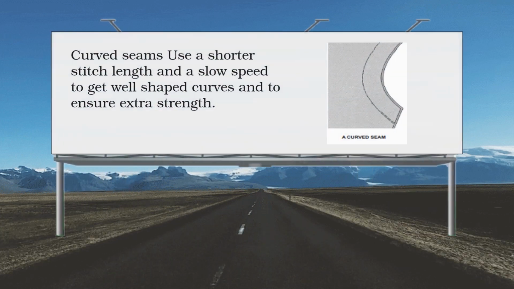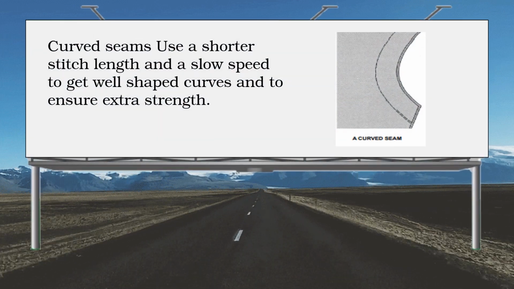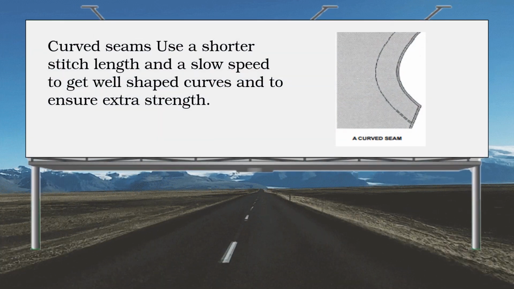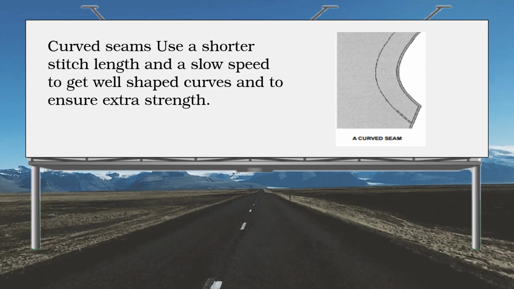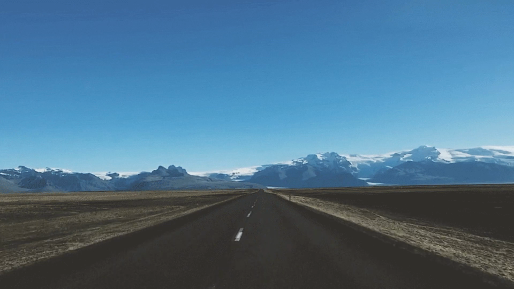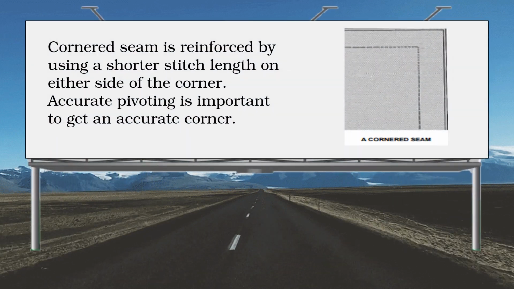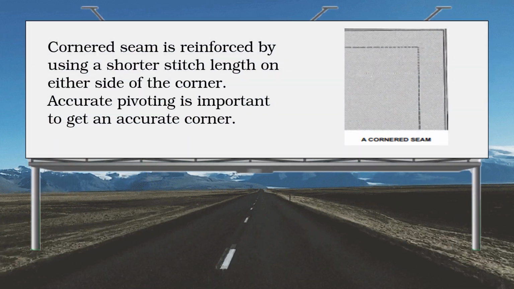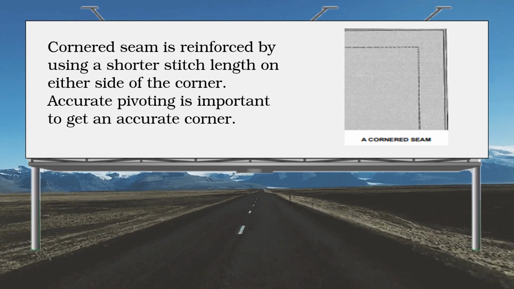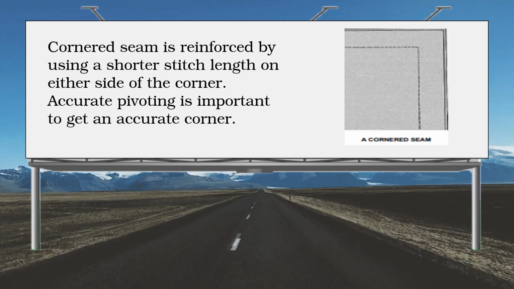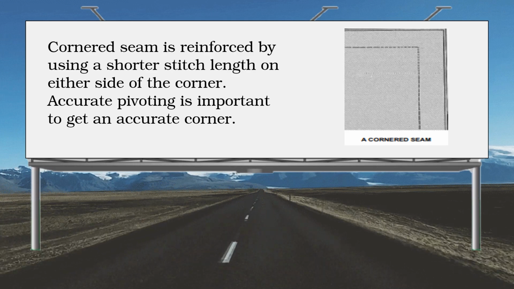Curved seams use a shorter stitch length and a slow speed to get a well-shaped curve and to ensure extra strength. Cornered seam is reinforced by using a shorter stitch length on either side of the corner. Accurate pivoting is important to get an accurate corner.